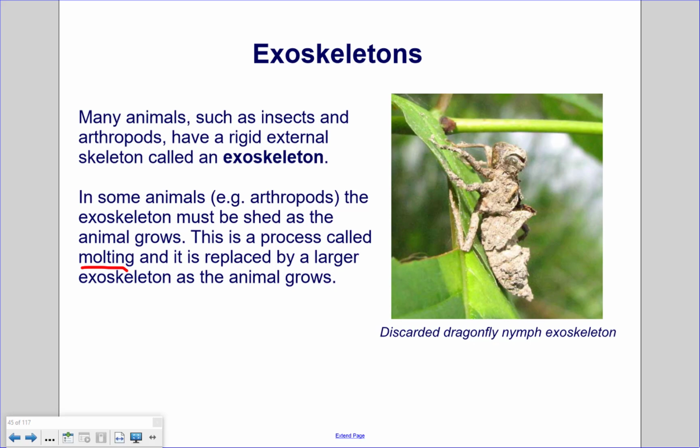In this picture, we have a discarded dragonfly nymph exoskeleton. And then another example would include soft-shell crabs. Soft-shell crabs are caught right as they have molted, and therefore really don't have a hard exoskeleton anymore, and then are prepared as food with the shell still intact.